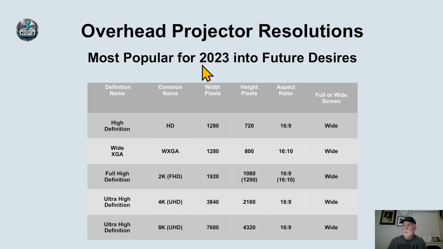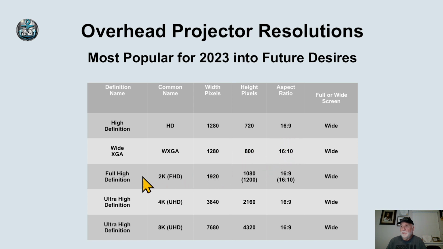Most popular for 2023 into the future, the desires that people might have. Over on the left hand side are the normal common names used for the definition. The old 720, or high definition, was 1280 by 720. There's still a lot of people using that. And then they went to wide XGA, which increased to 800 pixels in height, and that was a 16:10 ratio. It's not quite as popular.